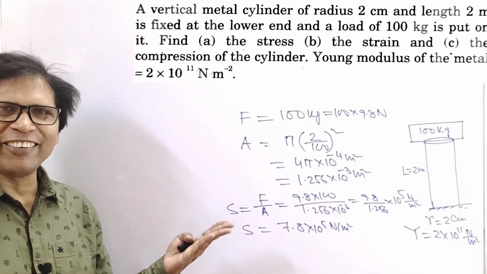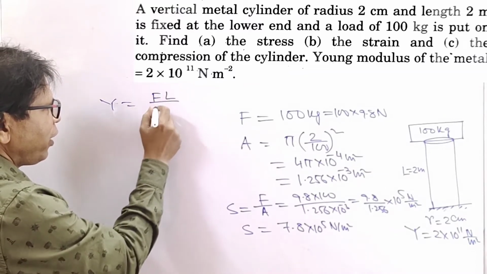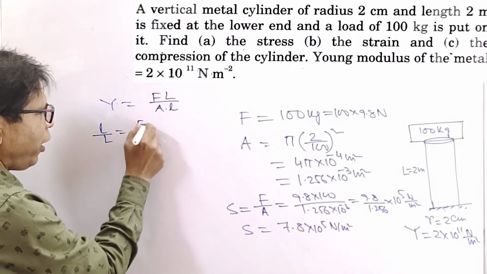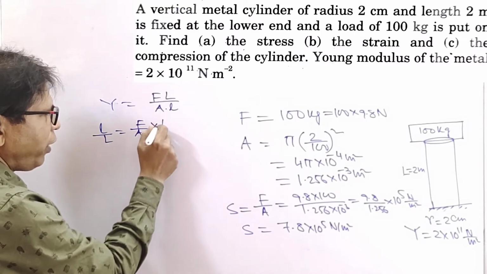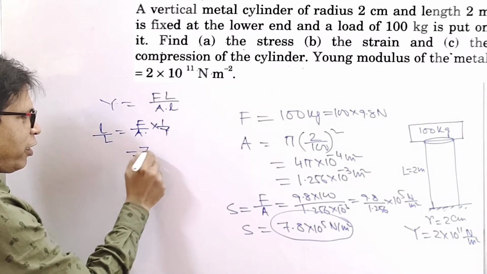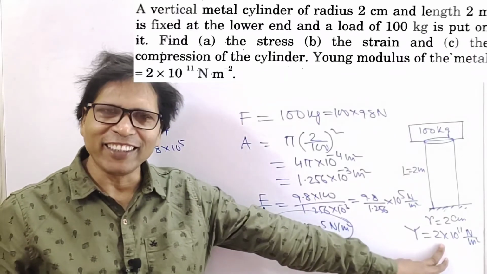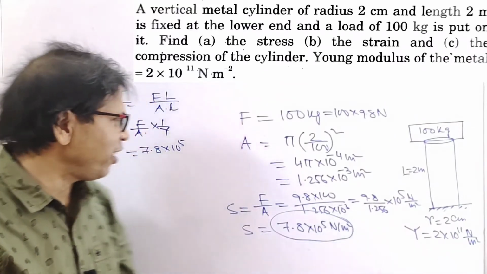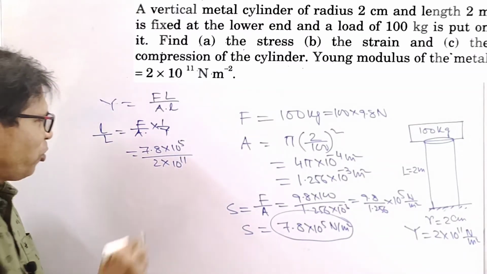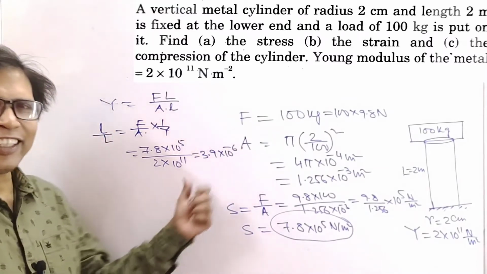Understood? Now we have to calculate strain. Look at this, Y is equal to FL by A small l. So strain, small l by capital L, is F by A into 1 by Y. F by A is 7.8 into 10 to the power 5. What is Y? Y is 2 into 10 to the power 11. So this becomes 3.9 into 10 to the power minus 6, which is the strain.